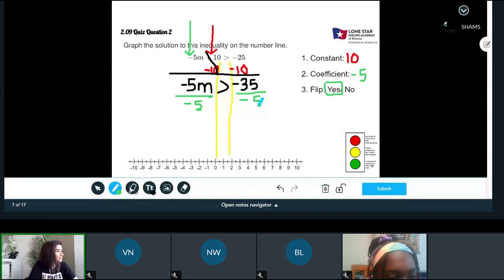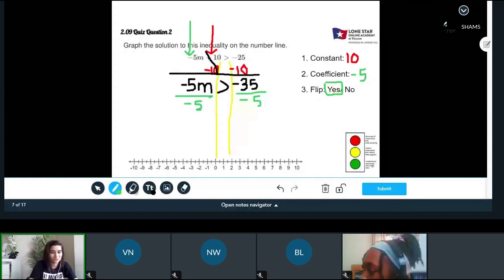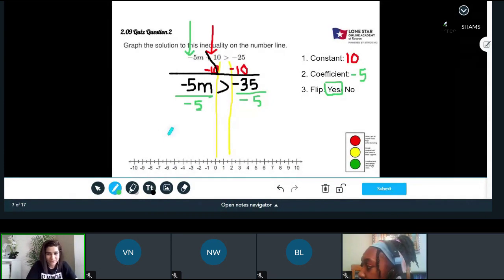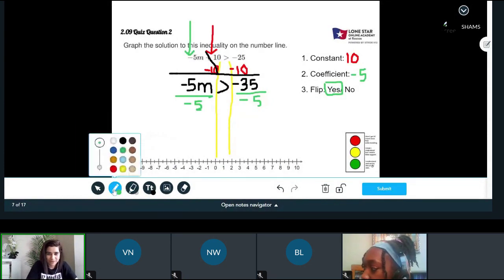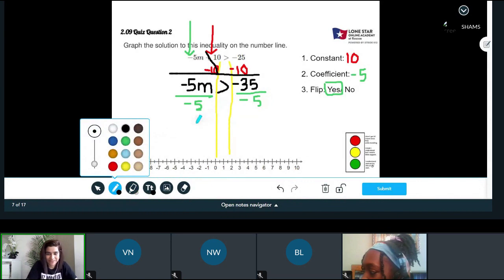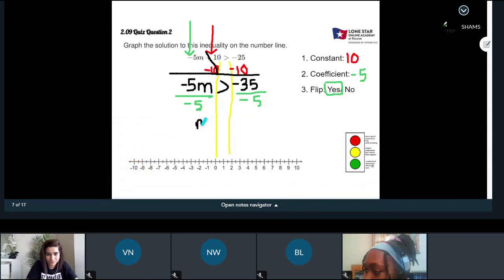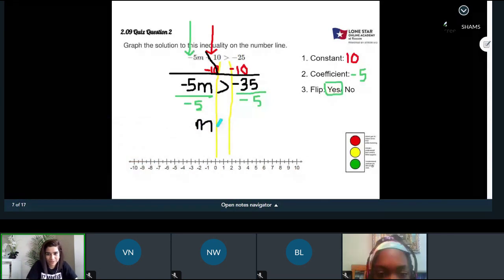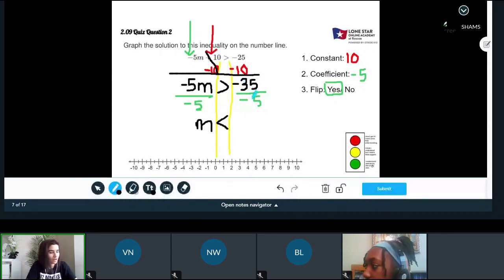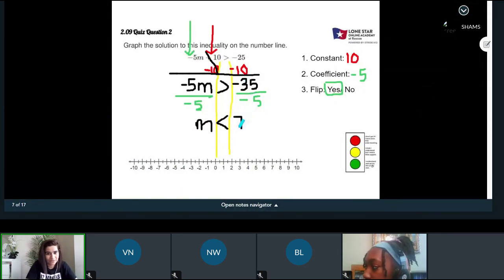And I'm going to look at your graph. Bella, make sure you show me the circle. I'm going to see if it's shaded in or it's an empty circle. It's an open circle. So once you divide negative 5m by negative 5, you get m by itself. I remember to flip my symbol. And a negative divided by negative is positive. 35 divided by 5 is 7. The answer has to be less than 7. Okay?